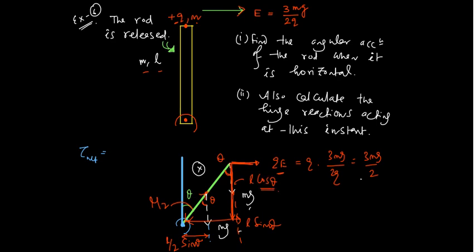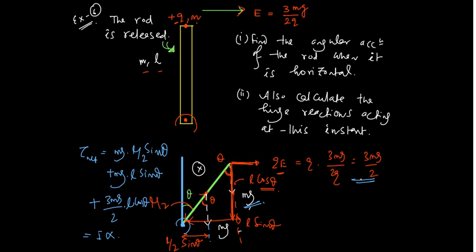So net torque will become force. First I am taking this force into perpendicular distance, L by 2 into sine theta, plus then I am taking this force mg into perpendicular distance L sine theta, plus I am taking this force, that is 3mg by 2 into L cos theta. That should be equal to I of the system into alpha. Now the entire moment of inertia of the system will be calculated about this point P. There is a hinging point, so I about point P.